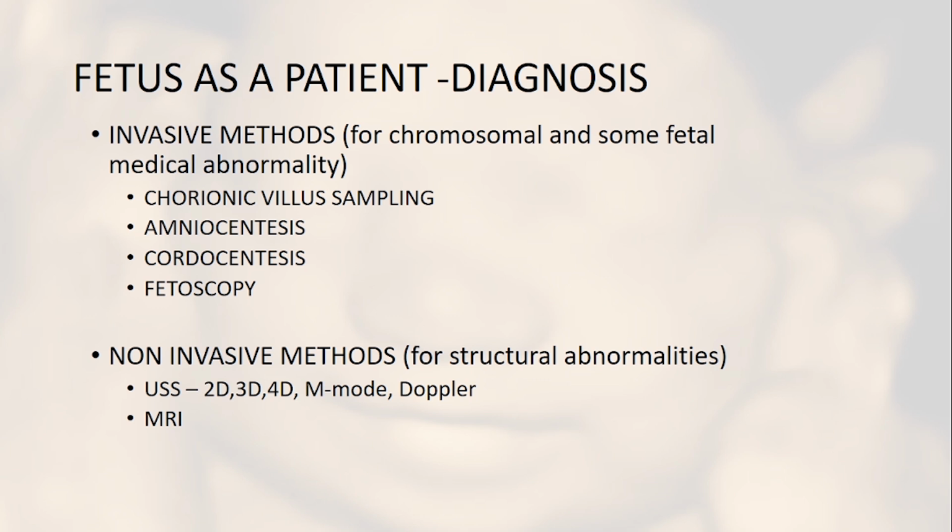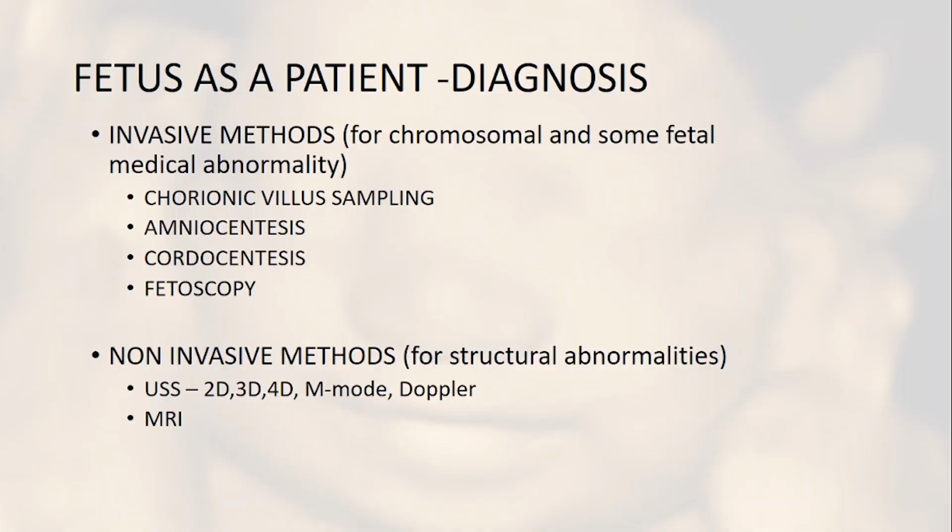Cordocentesis, also known as fetal blood sampling, is when the fetal blood is aspirated, and this also can be used for a lot of diagnosis and analysis. And fetoscopy, that's using forms of endoscope to make some diagnosis.